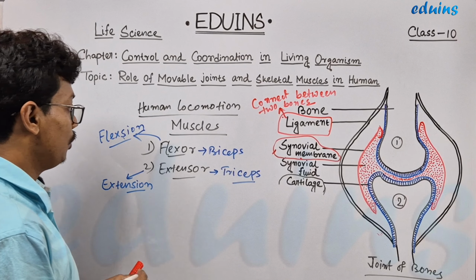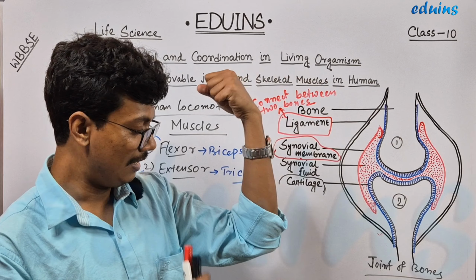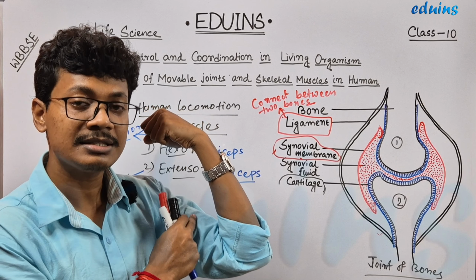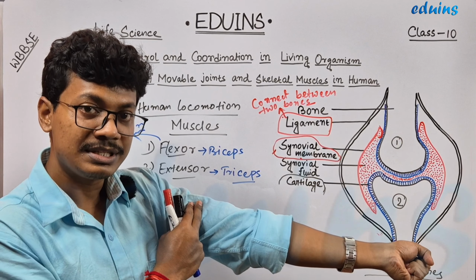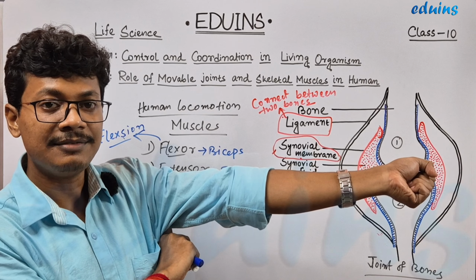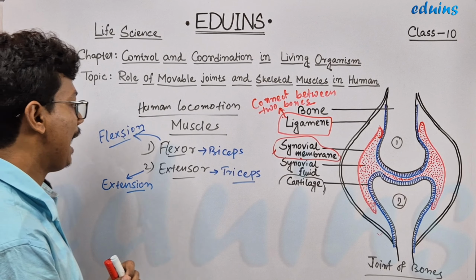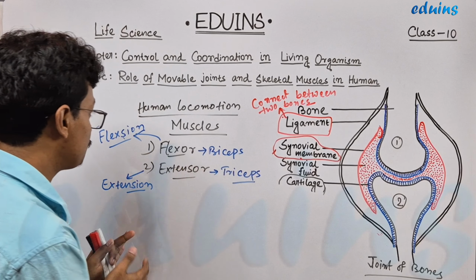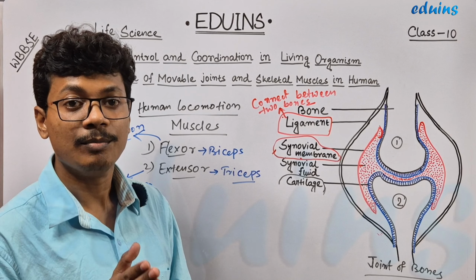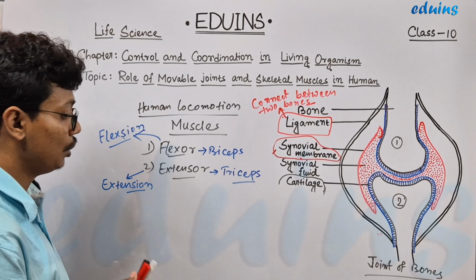Okay, so what is the flexor muscle? If we fold our hand, the muscle on this portion bulges out. This muscle is known as biceps, and when we stretch our hand, the opposite muscle of the biceps bulges out. This is called triceps. So these actually help in the locomotion in human body. How? By balancing of our body by moving the hand. These are the muscles which help in locomotion.